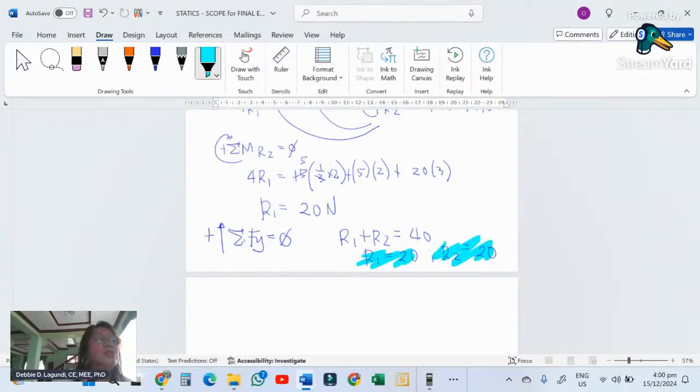The only topic that is remaining is the Shear-Moment diagram. So we're going to finish it from here. I will continue with Shear-Moment later.